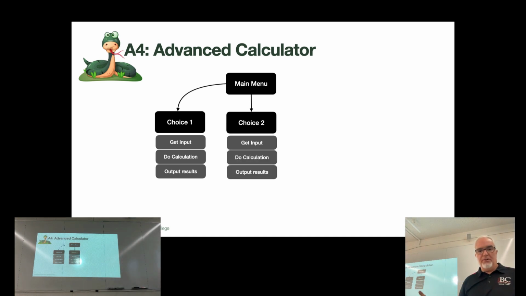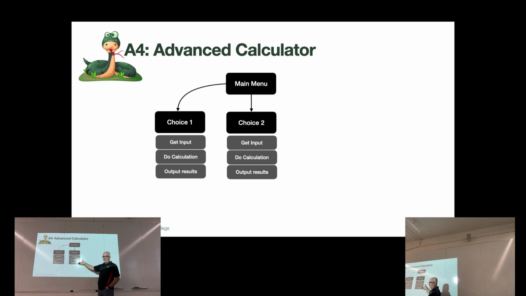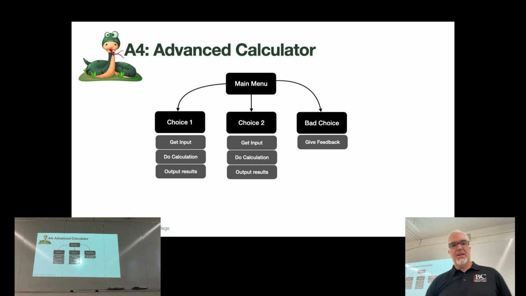If they choose option two, then you're going to do the same thing for that calculation, which is get input, do the calculation, output the results. So everything they see here is going to be different than everything they see here. So you're going to have to write multiple lines of code in each block of that if statement.